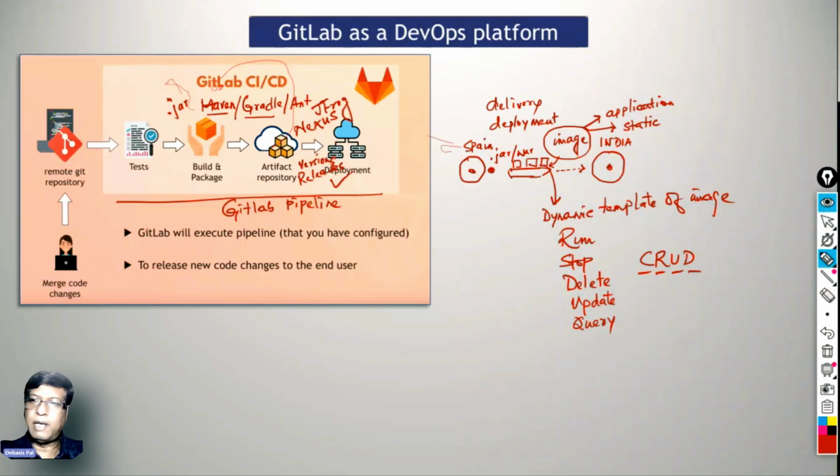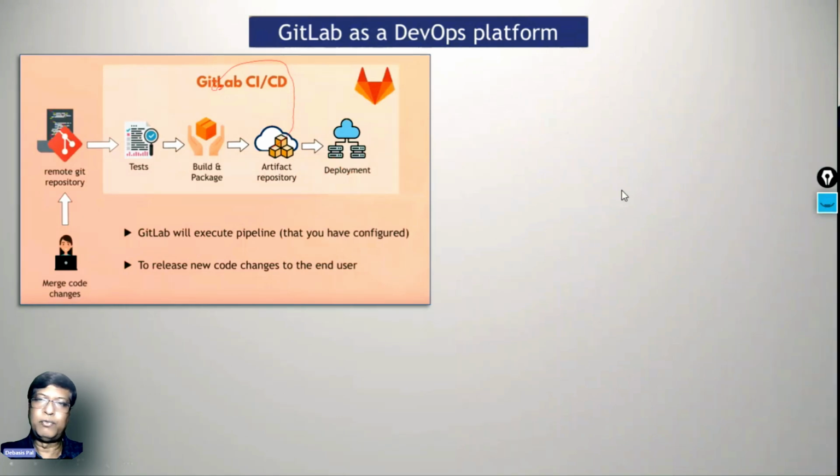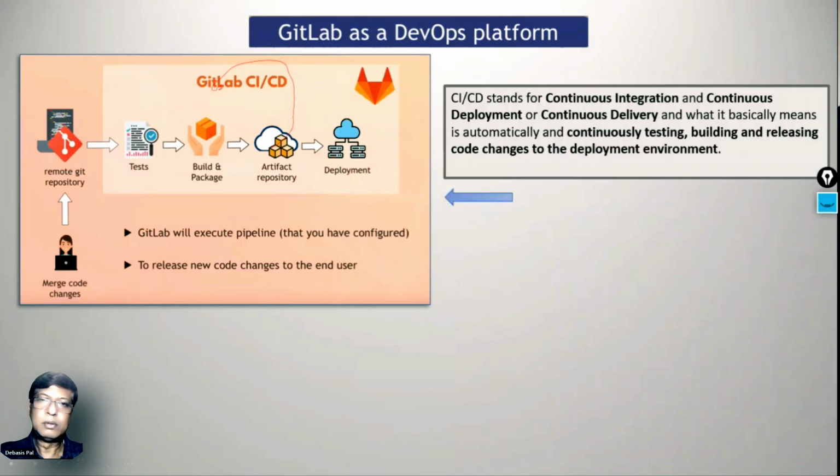So anyway, there are lots of things. In the meantime, I will remove this and continue. So CI/CD stands for continuous. We have already done it.